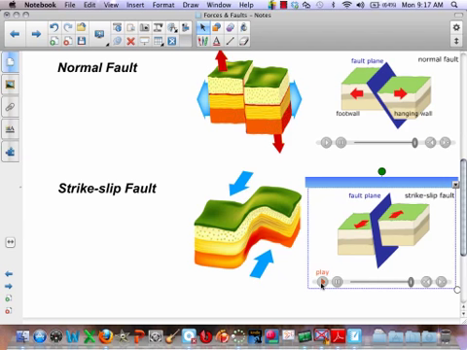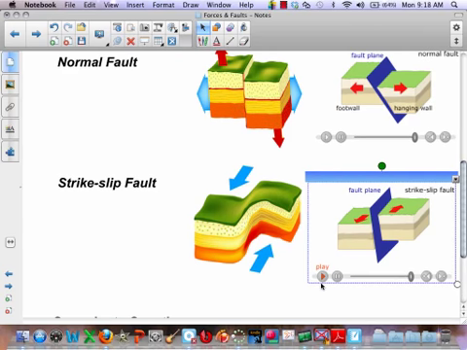So, all I'm showing you guys here are some basic, simple blocks of land moving around, right? So you guys want to know what they actually look like in real rocks. Okay. I know, most of you guys don't.